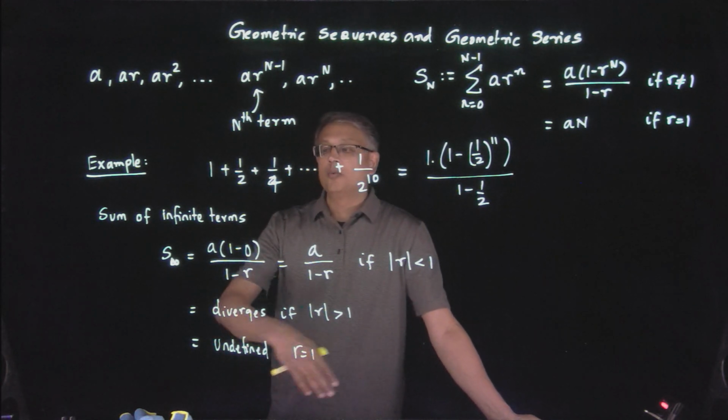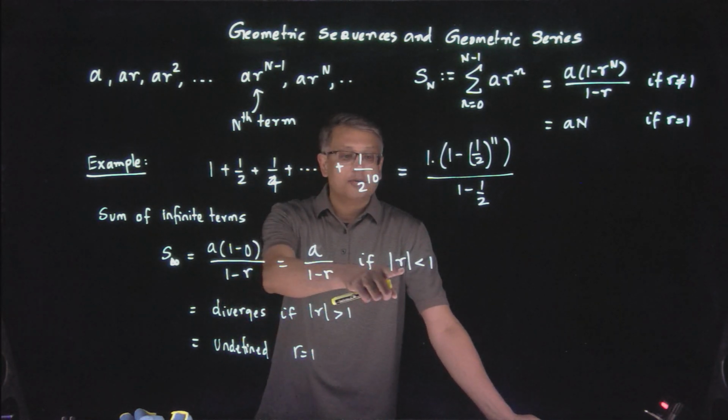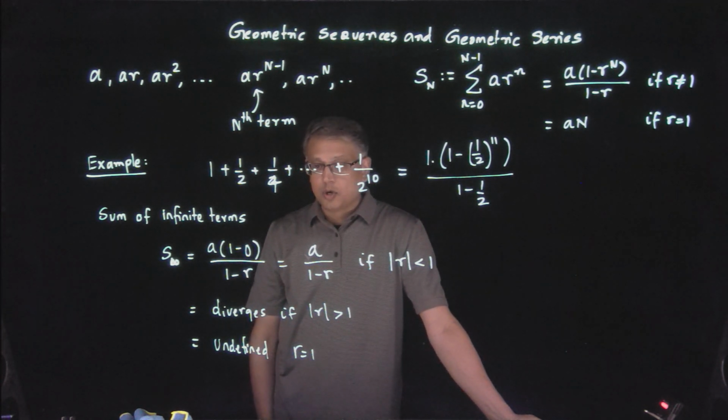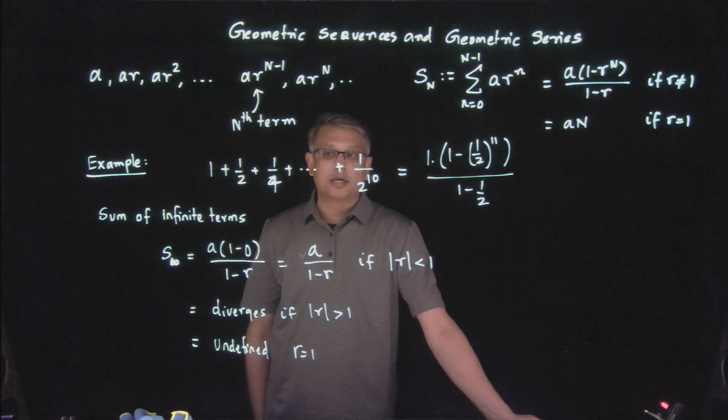Okay, it will not converge to anything. So it converges in the case that the magnitude of r is less than 1, in which case we get a over 1 minus r.